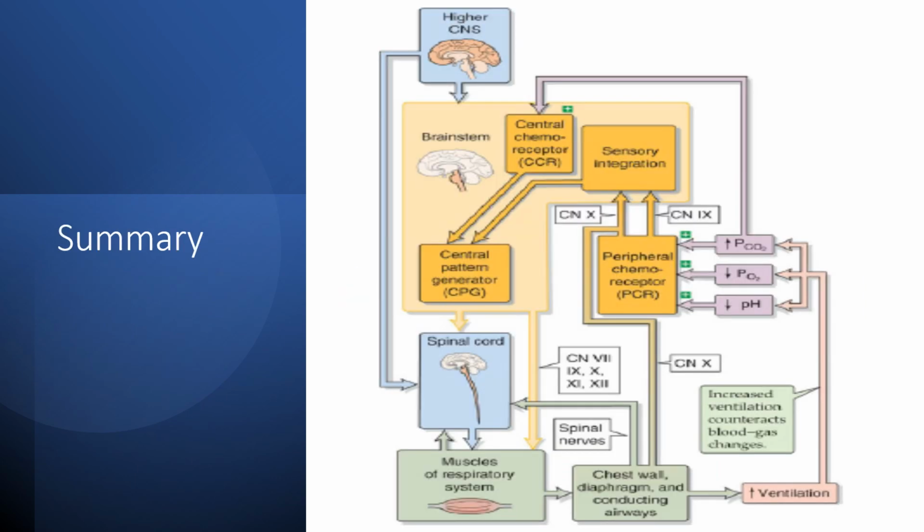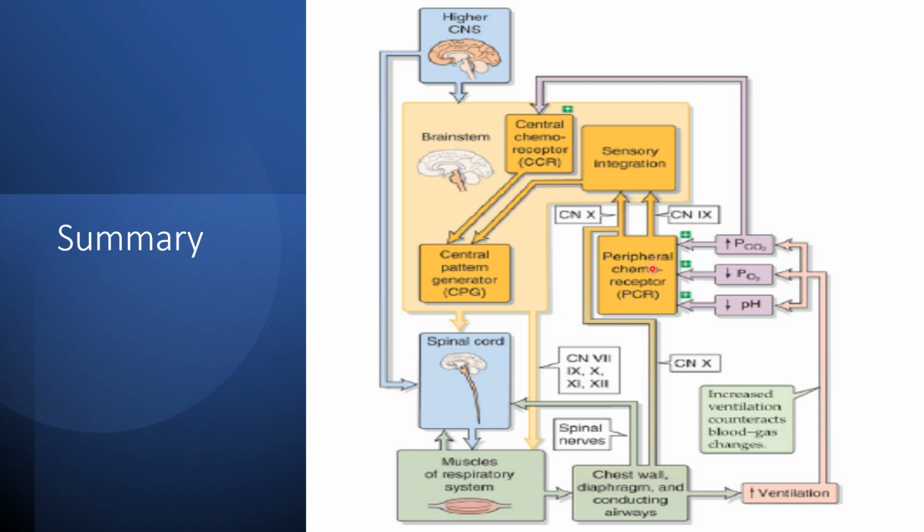Here we come to the end of this regulation of respiration. Now time to summarize. As we know, there are two types of control. One is automatic and another one is voluntary. Automatic is in quiet breathing. We are unaware of this breathing, and there is a neural control and also a chemical control.